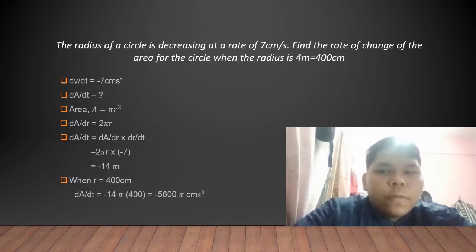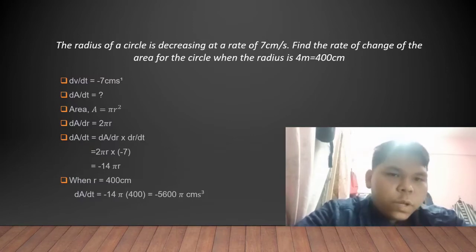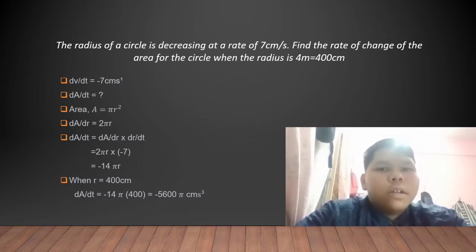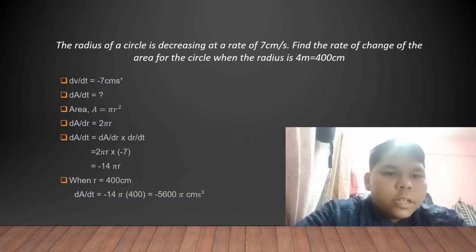To find dA over dt, we need to multiply dA over dr and dr over dt. dA over dr is 2 pi r, while dr over dt is negative 7. After multiplying, we will get negative 14 pi r. And when r is 400 cm, dA over dt will be negative 14 pi times 400. After we calculate it, we will get negative 5600 pi centimeters squared per second.